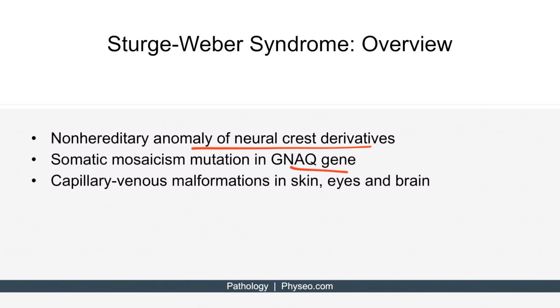Somatic mosaicism means that two or more populations of cells with different genotypes are present throughout the body. In this case, there are cell populations that have different GNAQ gene mutations, resulting in Sturge-Weber syndrome. The mutation occurs after fertilization, resulting in different cell populations in multiple organs. For more information on somatic mosaicism, be sure to check out our genetics section within Biochem. The final point is that this disorder is characterized by capillary venous malformations in the eye and brain.